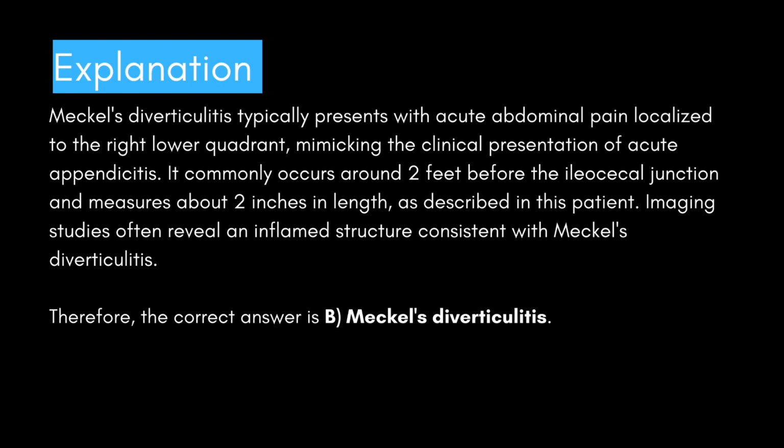Meckel's diverticulitis typically presents with acute abdominal pain localized to the right lower quadrant, mimicking the clinical presentation of acute appendicitis. It commonly occurs around 2 feet before the ileocecal junction and measures about 2 inches in length, as described in this patient. Imaging studies often reveal an inflamed structure consistent with Meckel's diverticulitis. Therefore, the correct answer is B, Meckel's diverticulitis. Let's go ahead and see why the other answer choices are incorrect.